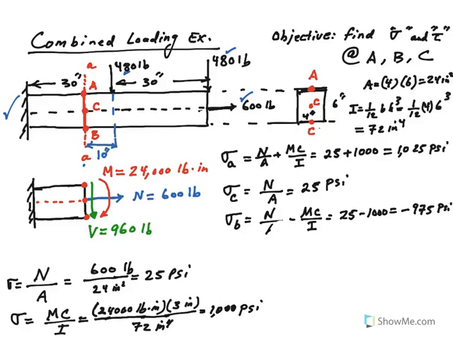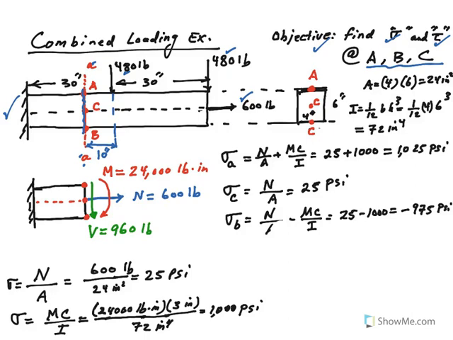What we are trying to find here, the objective, is sigma and tau, the normal stress and shear stress, at these three points, points A, B, and C. Points A, B, and C are located at this section, which I call section AA.